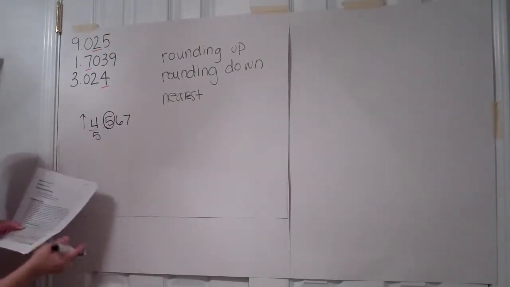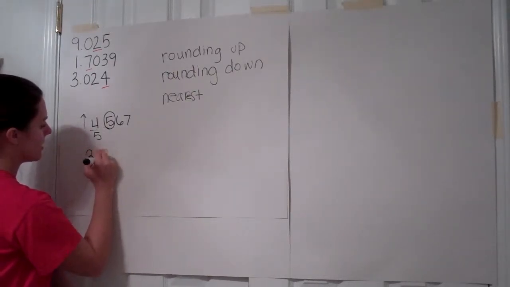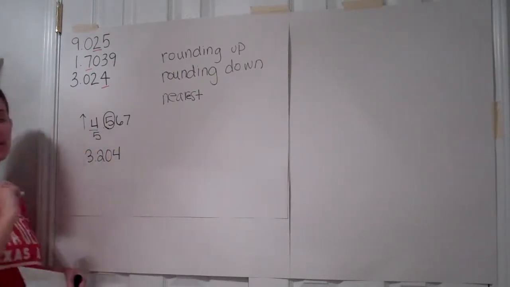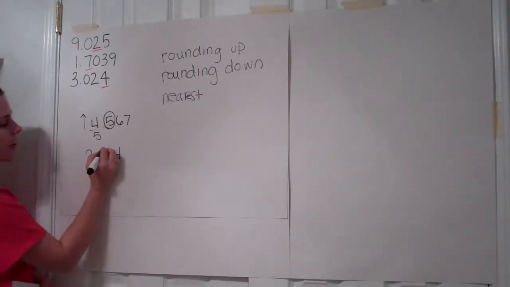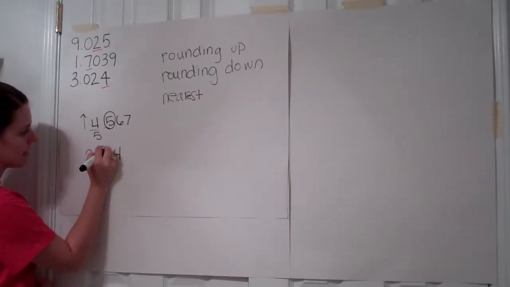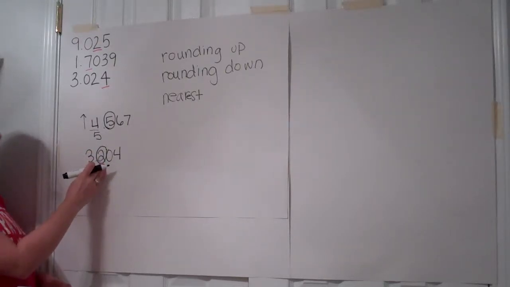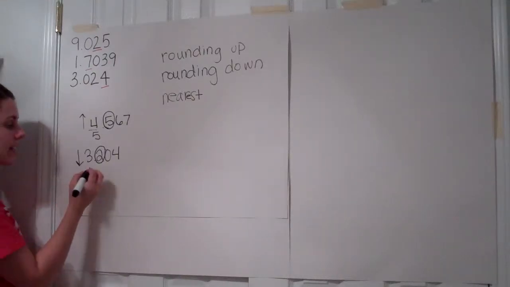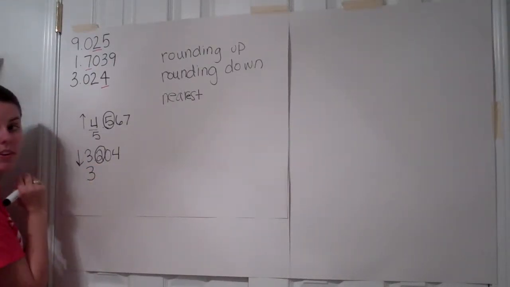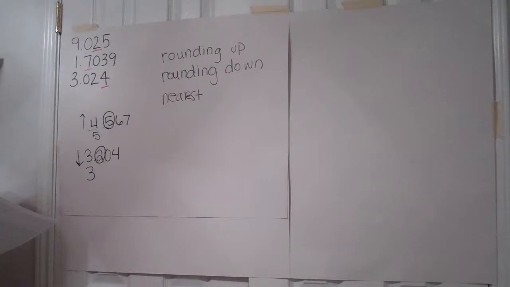Okay, so let's say we want to round 3.024 to the nearest whole number. Can anybody round that to the nearest whole number? 3. Very good, Nancy. We're going to look at our number, which is directly to the right of the decimal. Since it's a 2, we're going to round down. So we're going to keep our 3. Good job. Okay, you guys definitely have that.